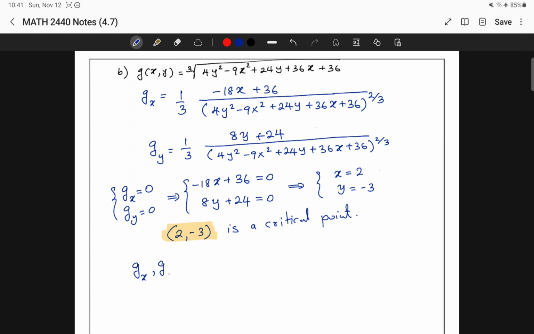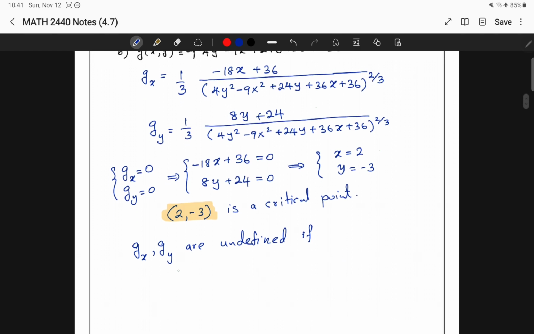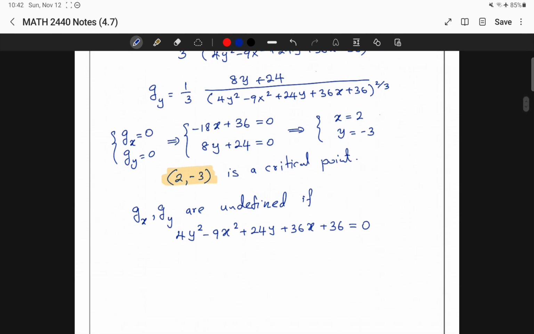So gx comma gy are undefined if the denominator is equal to 0, which means 4y squared minus 9x squared plus 24y plus 36x plus 36 equals 0. So the points that satisfy this equation are also critical points.